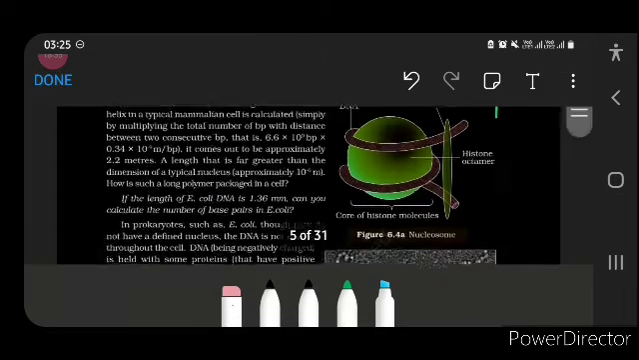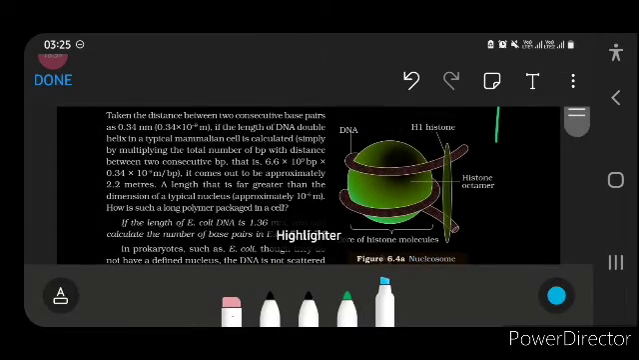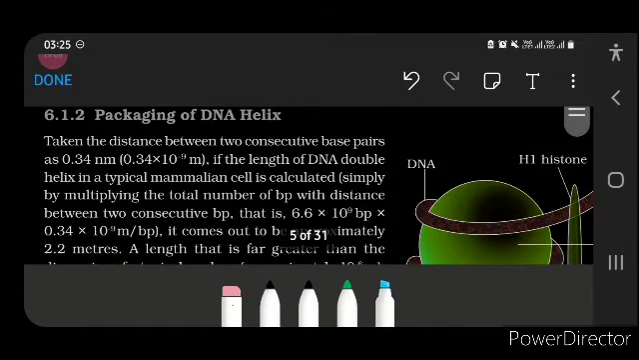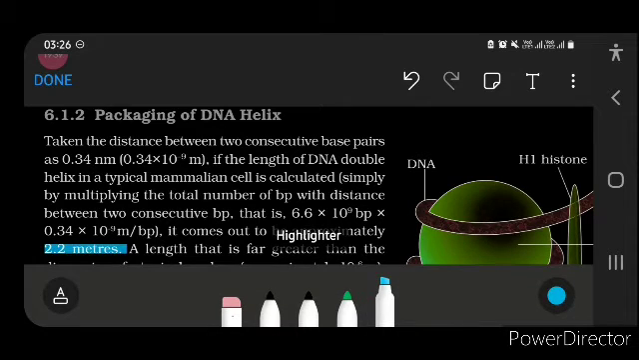An octamer core of histone molecules and a nucleosome is being formed. Okay, so the DNA helix. Taking the distance between two consecutive base pairs as 0.34 nanometer, that is 0.34 into 10 to the power minus 9 meter, the length of the DNA double helix in a typical mammalian cell is calculated simply by multiplying the total number of base pairs with the distance between two consecutive base pairs, that is 6.6 into 10 to the power 9 into 10 to the power minus 9 into 0.34. It comes out to be approximately 2.2 meters.